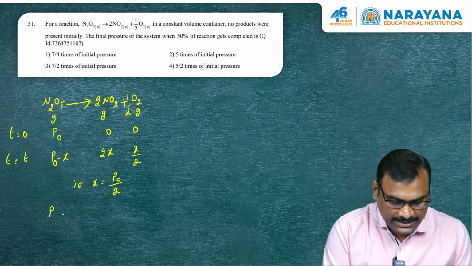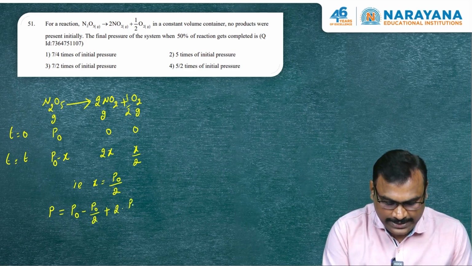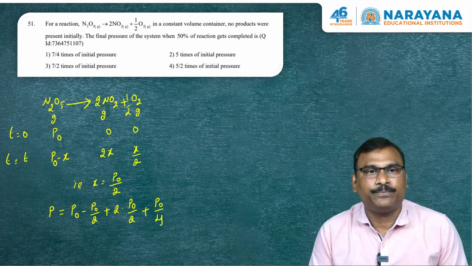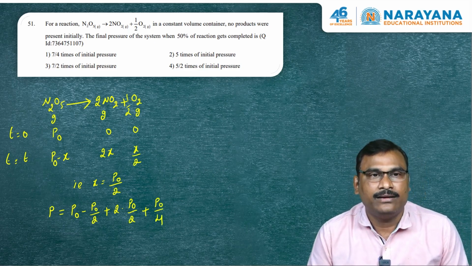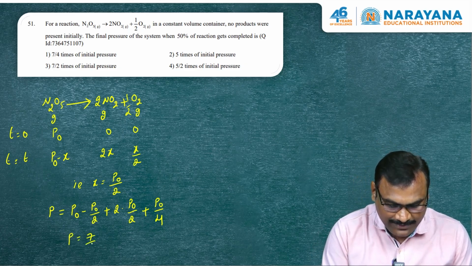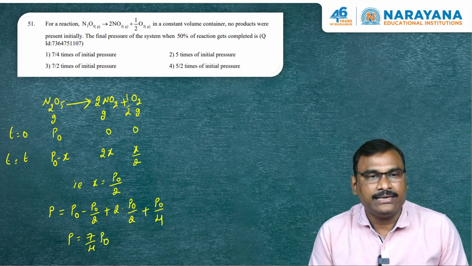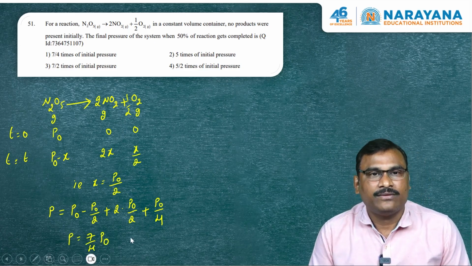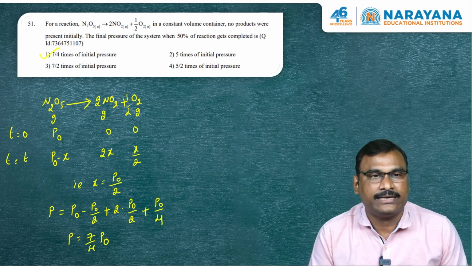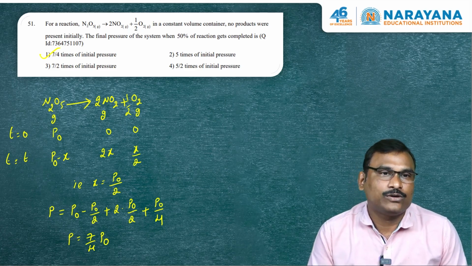Now, pressure P is equal to P naught minus P naught by 2 plus 2 into P naught by 2 plus P naught by 4, which is the total pressure after 50% of the reaction is completed. Then P is equal to 7 by 4 P naught. That means the total pressure of the system when 50% of the reaction gets completed is 7 by 4 times its initial pressure. So, option 1 should be the correct answer for the given question. Now, let us go for the next question, students.